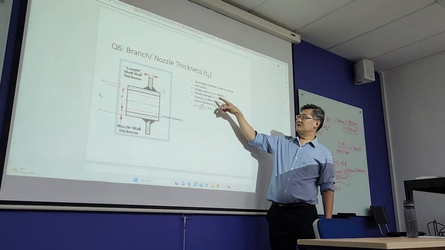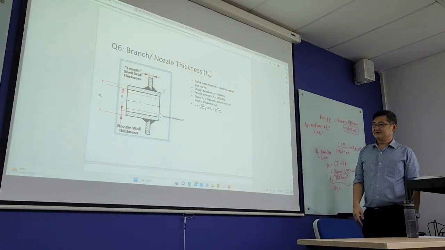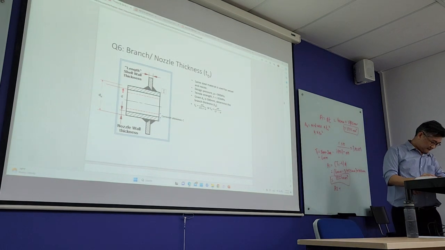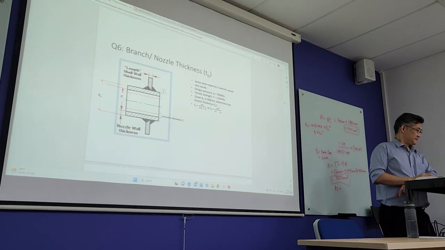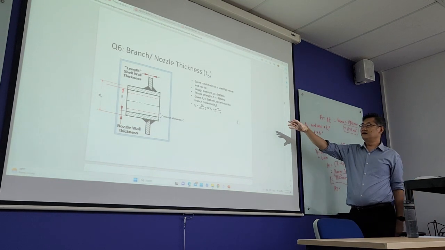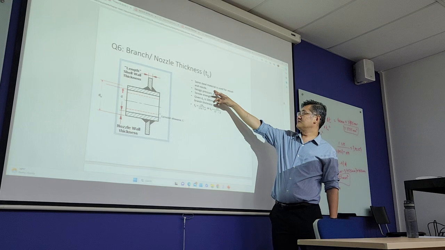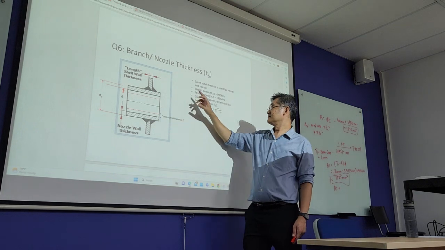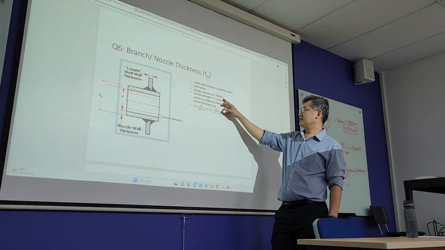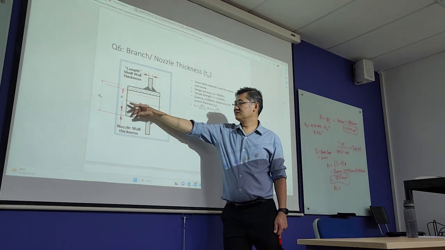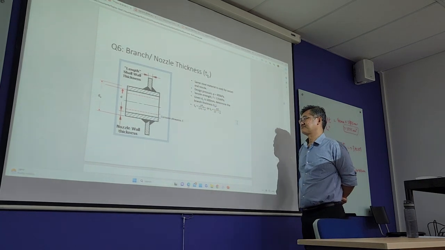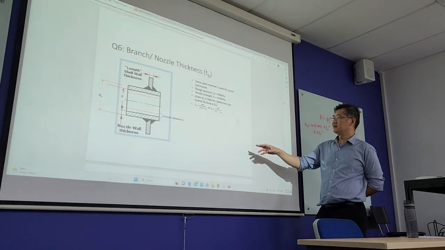So now we want to determine the branch thickness. With the given info here, the same steel material is used for vessel and nozzle, but now we focus on the nozzle. Design pressure 900 kPa, tensile strength 135 megapascal. Opening outer diameter DO is 500 mm. Determine the branch thickness. I also give you the formula.